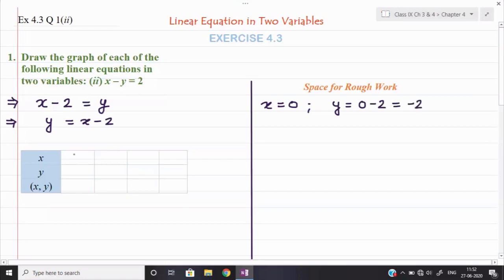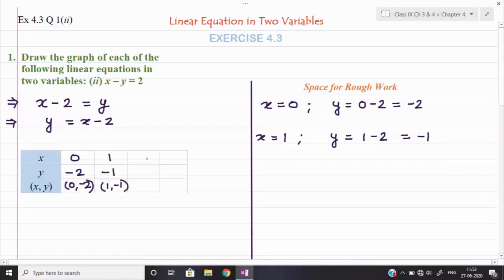So when I have taken the value of x equal to 0, I got the value of y is equal to minus 2, and my coordinate will be 0 comma minus 2. Similarly, if I take the value of x is equal to 1, y will be equal to 1 minus 2. So this will become minus 1. So x equal to 1, the value of y will be equal to minus 1, and hence my solution is 1 comma minus 1.